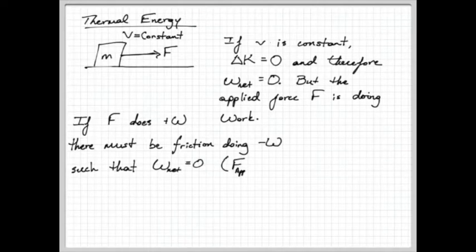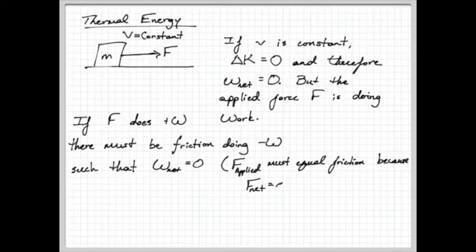Now, to go a little more detailed about this, we know that our applied force F must be equal to friction, right? Now, why is that? Well, because our speed is constant. And remember, if speed is constant, net force must be 0.